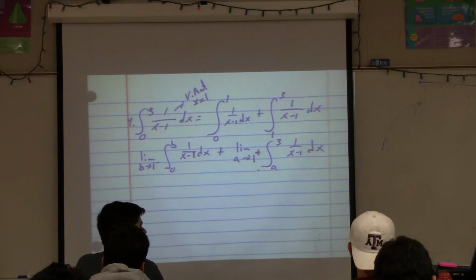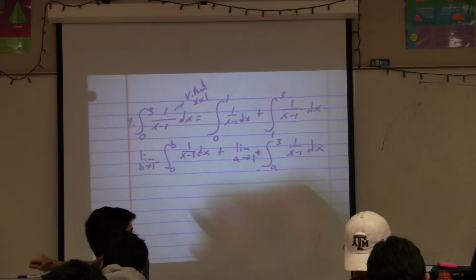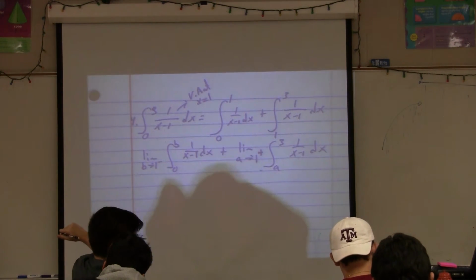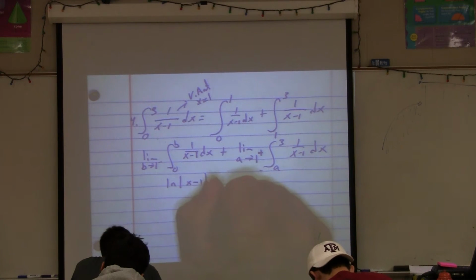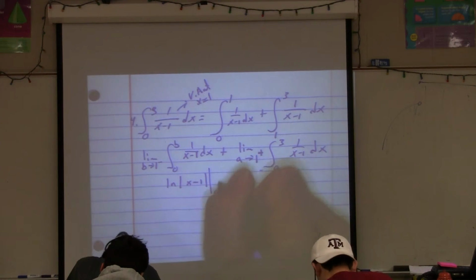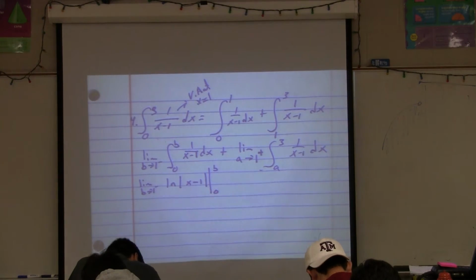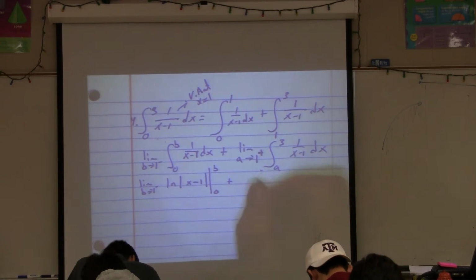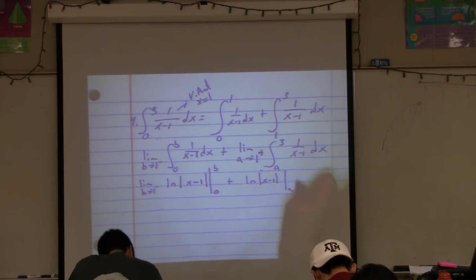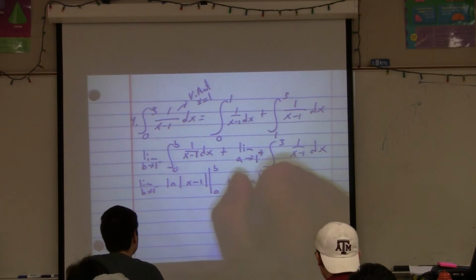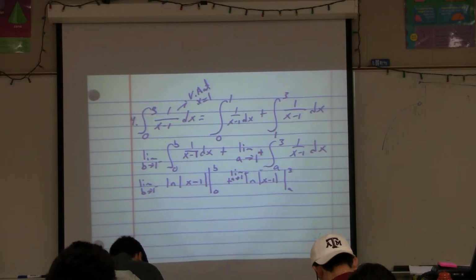Beautiful, right? Okay, cool. So can we integrate this guy? Yes. Alright, so let's integrate him. What would we get? Yesterday was infinity, now it's an actual number. ln absolute value of x minus 1, evaluated from 0 to b, limit as b goes to 1 from the left. Plus, this one's gonna be ln absolute value of x minus 1 again, evaluated from a to 3. Ah, I forgot to put the limit here. And a approaches 1 from the right. My bad.